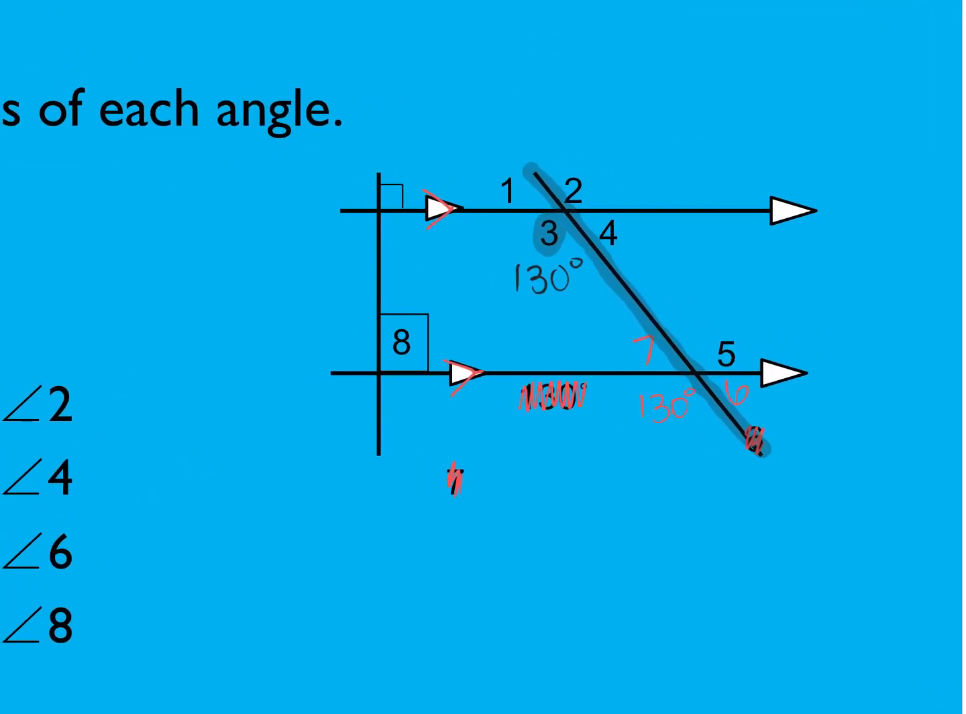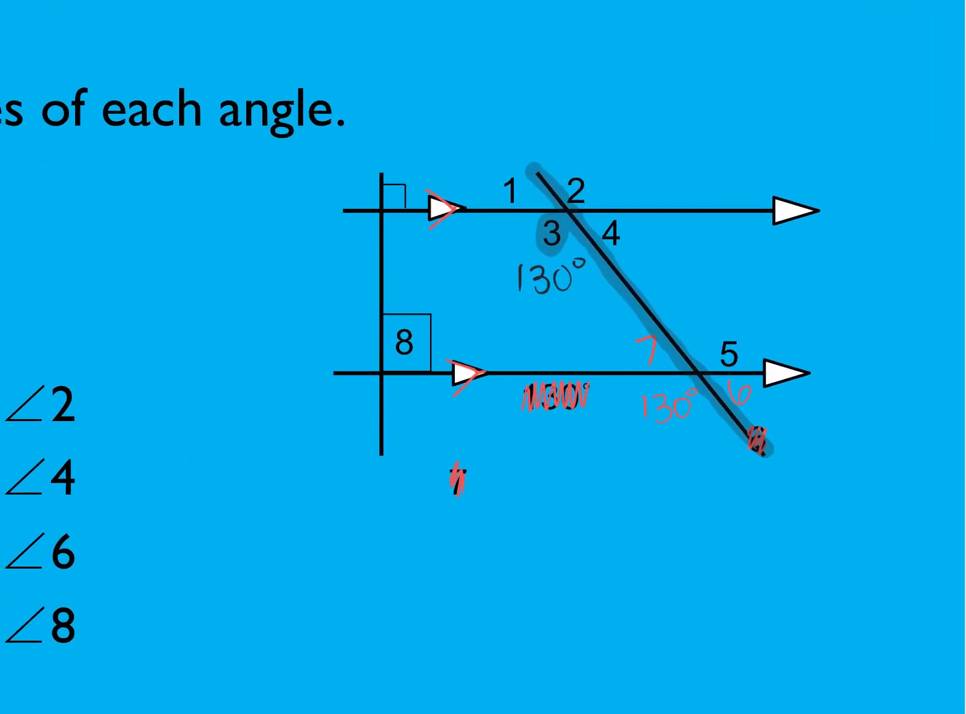130 is also alternate exterior with what angle? John? I think 2. 2, very good. And remember, alternate exterior is going to be congruent, so its measure must also be 130.